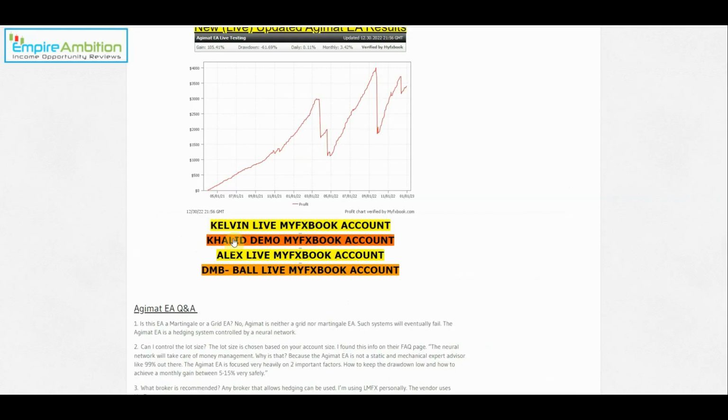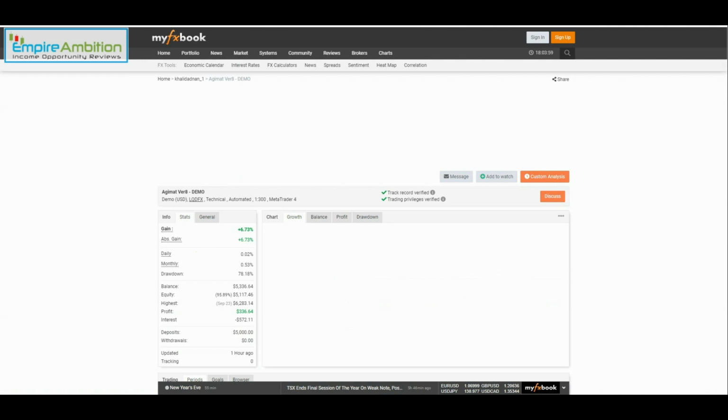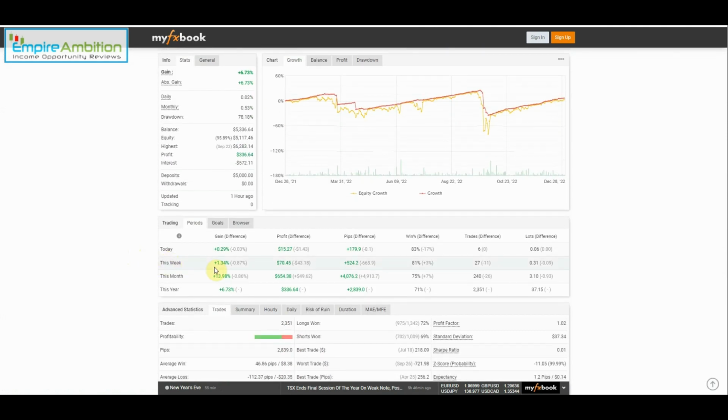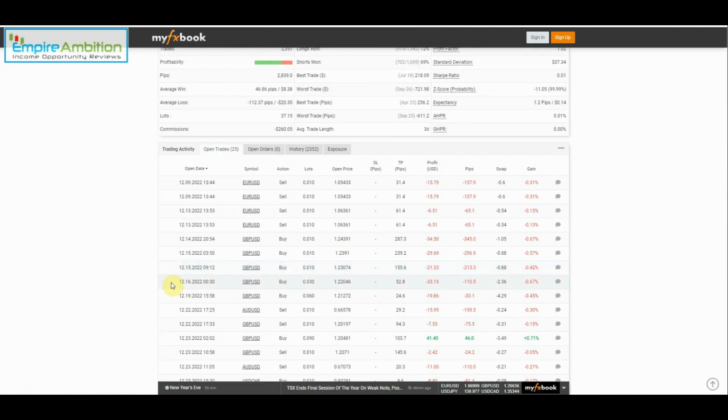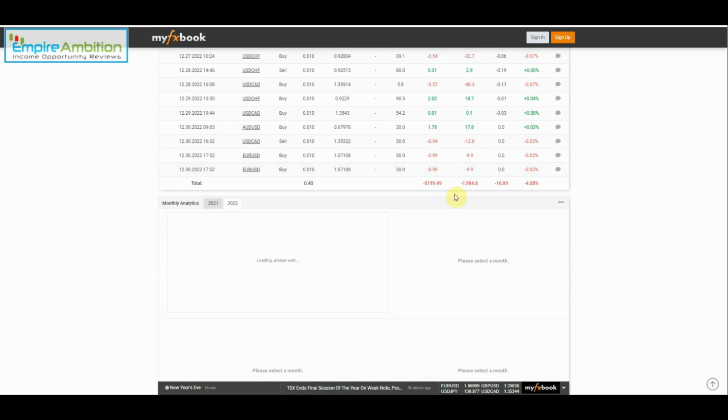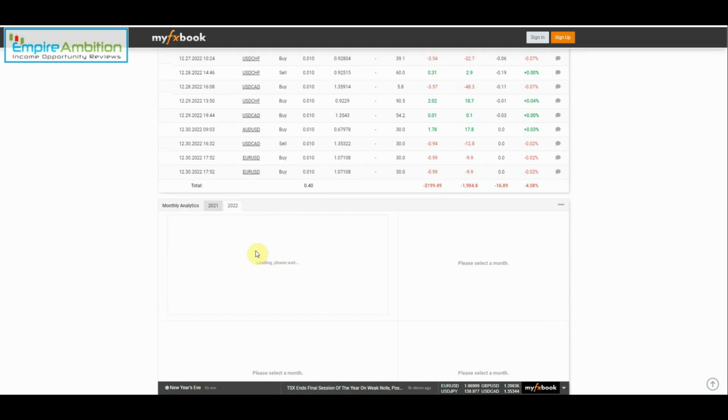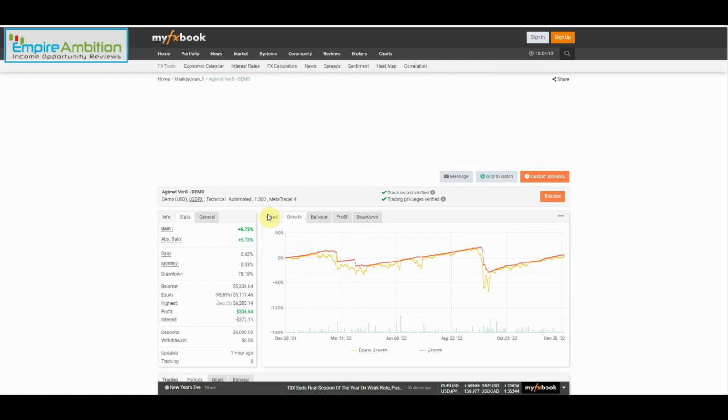All right, let's check out Khalid's demo account. We can see here 1.34%. Definitely some drawdown going into the weekend, $199. And once again, for some reason, the monthly analytics is not wanting to load up. But we can see here monthly 0.53, daily 0.02. Overall gain right now is 6.73%, working towards making a new higher high after that hit that he took in September.